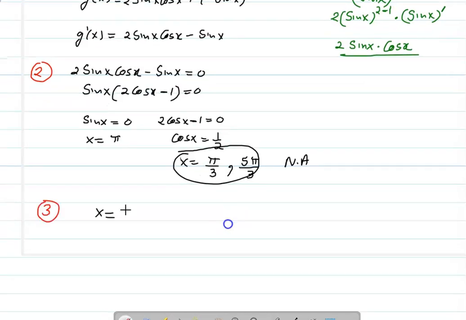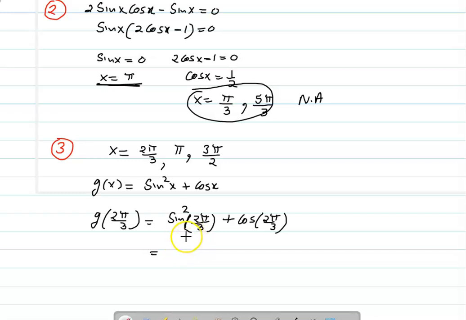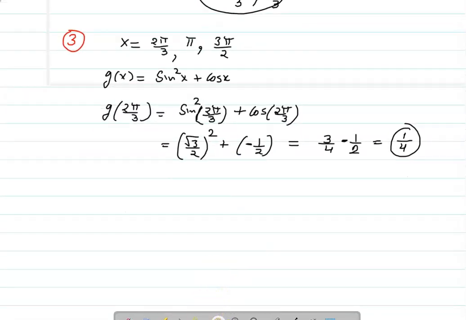Next, for the third step, now we have 3 values to check: the endpoint 2 pi over 3, the critical value pi, and the rightmost endpoint 3 pi over 2. Now we are going to plug in those values into the original function. Sine of 2 pi over 3 has value square root 3 over 2, and since this is a square function, we square it. Cos has value negative half at 2 pi over 3. At 2 pi over 3 we got the value as 1/4.